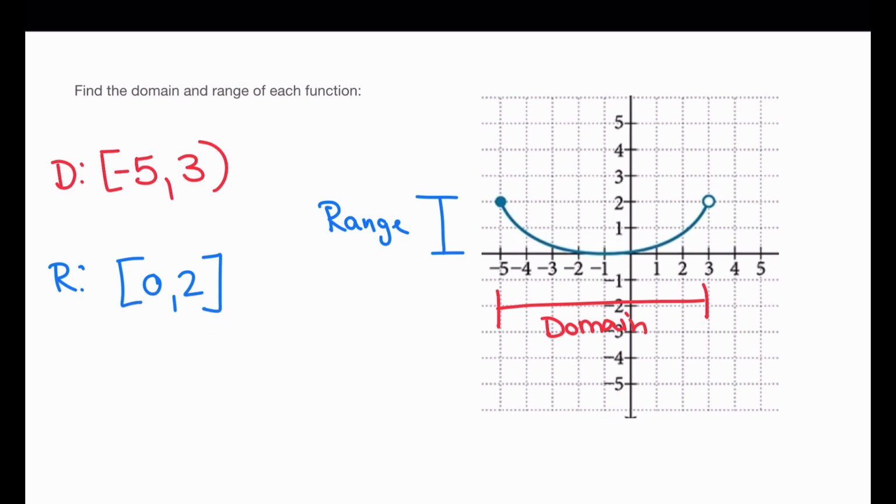All right, so to find domain, it's the x's. Read your graph from left to right. Range would be the y values. Read it from the bottom to the top.